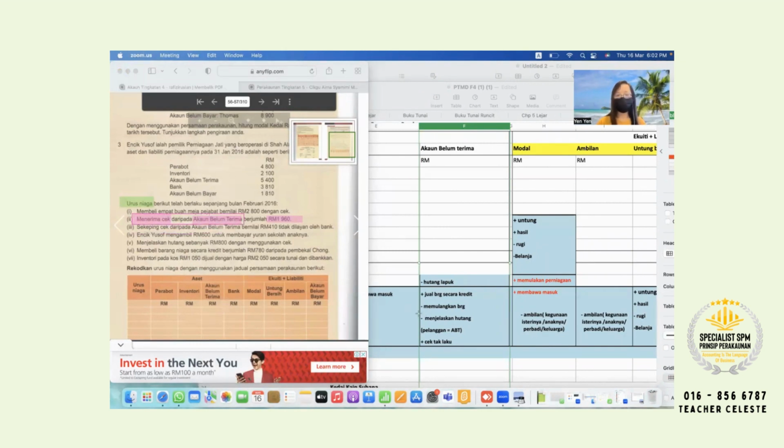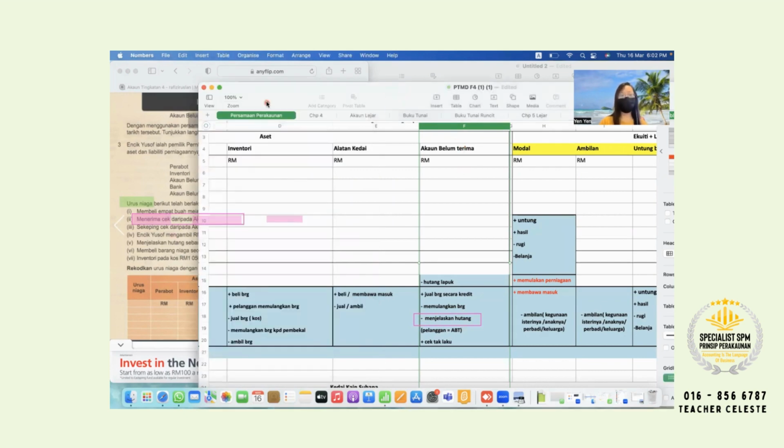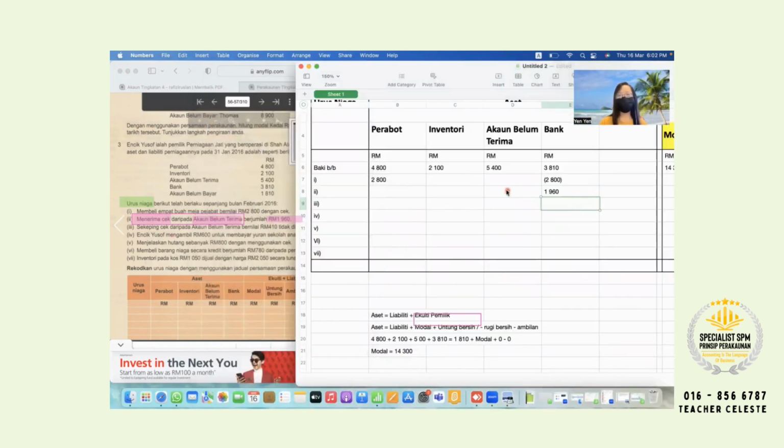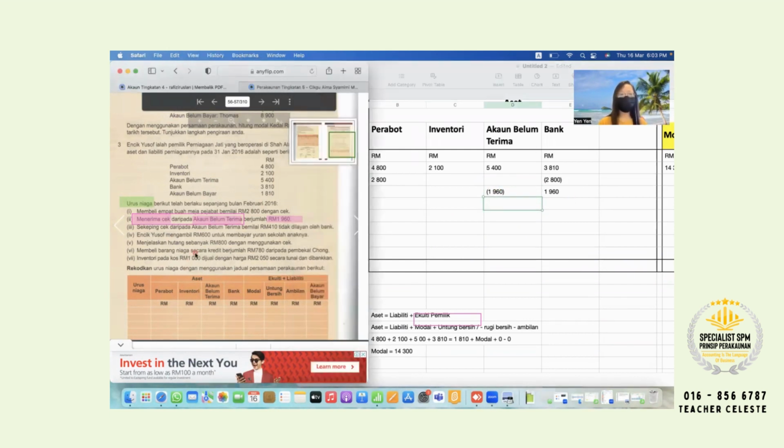So is that same meaning with menjelaskan hutang? Your client menjelaskan hutang? Is that same meaning? Yes, right? Because you menerima cek from your clients, meaning that your client menjelaskan hutang. So if menjelaskan, then tolak. So your ABT answer tolak. So tolak 1960. Finish. Going to number 3.